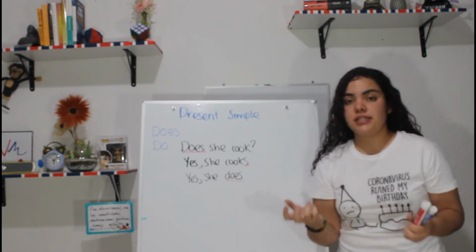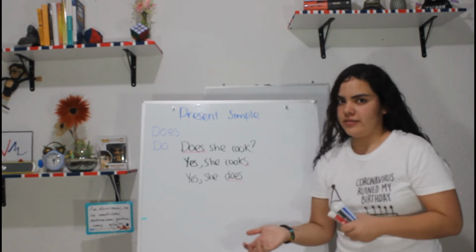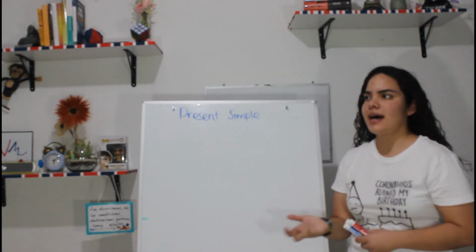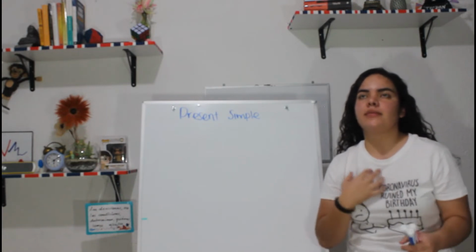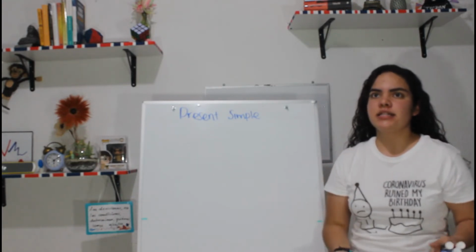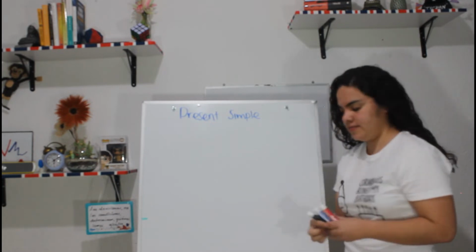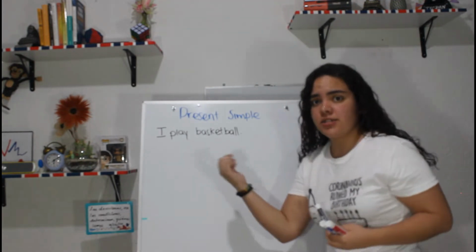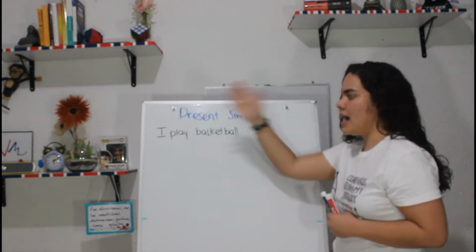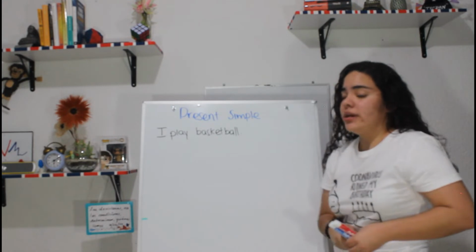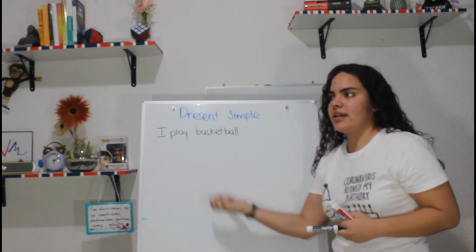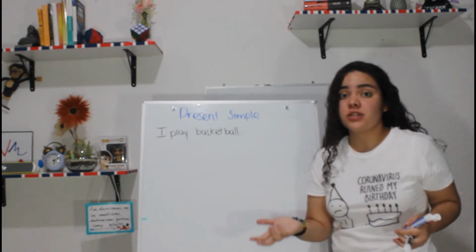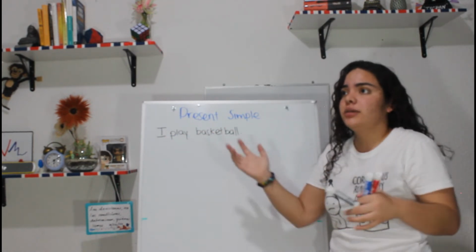The uses of present simple are the following. We can use the present simple to talk about regular habits or repeated actions. For example, I like basketball, so I can say the sentence, I play basketball. In this case, I don't need to add an S because even though I is a singular pronoun, we are using the rule that it goes without the S. So I say, I play basketball. And this is something I do regularly. I probably do it two times a week.